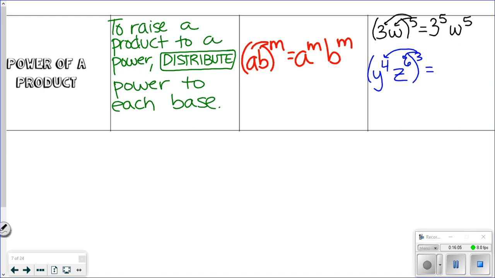And then the next example, this is incorporating the last property, power of a power, and the current property. So I have y, and then I distribute the 3, and 3 times 4 is 12. Z, and then I distribute the 3, and 3 times 6 is 18. And that's my final answer.